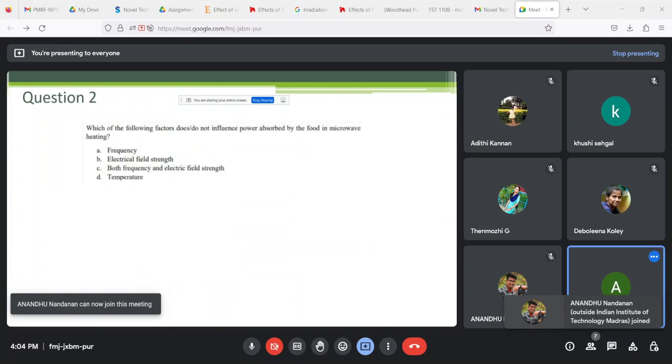Question 2, which of the following factors does not influence the power absorbed by the food in microwave heating? A, frequency. B, electrical field strength. C, both frequency and electrical field strength. D, temperature. So what is the answer for this question?